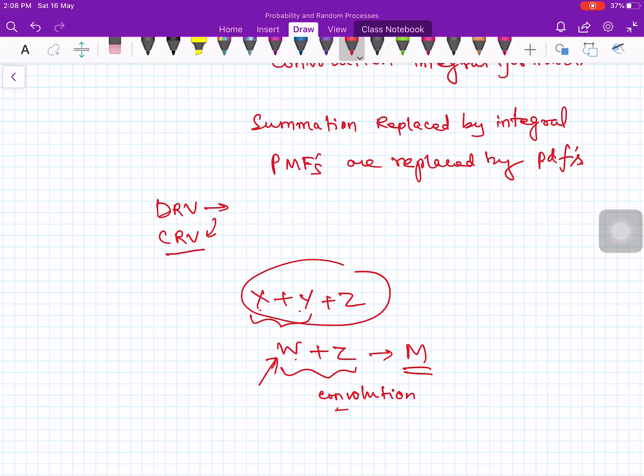Okay, so with that let me stop, and in the next lecture let me continue from this. Maybe I'll talk about two independent normal random variables. Suppose you have two normal random variables and you sum them up, how does it look and what is its behavior, etc.